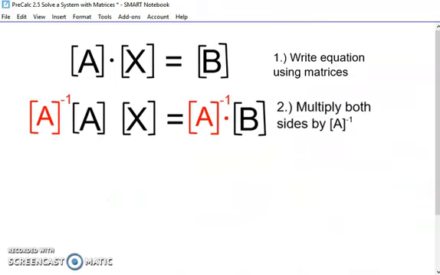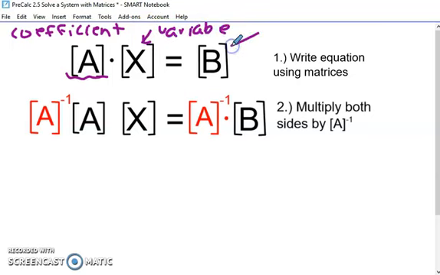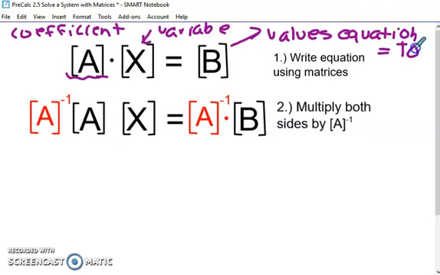First, this is what a matrix equation looks like. We take the A matrix, so we put all the coefficients in A. This is the coefficient matrix. This is the variable matrix. And this is the values that the equation is equal to.